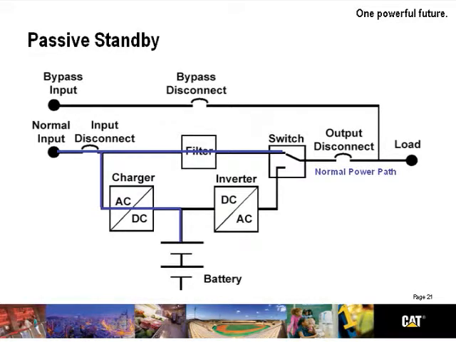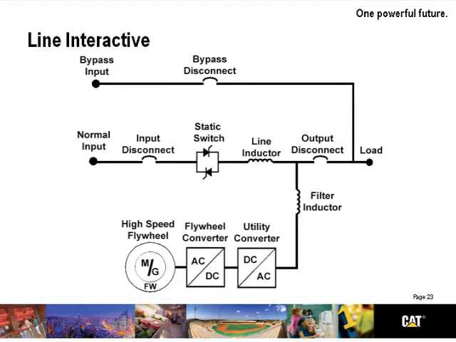The normal power path, as you can see from a passive standby perspective, flows through the input disconnect, through the filter, and out through the output switch. When faced with an outage condition, we notice that now the output shown in the red line is provided from the battery through the inverter to the output switch. Let's look at line interactive for a moment.